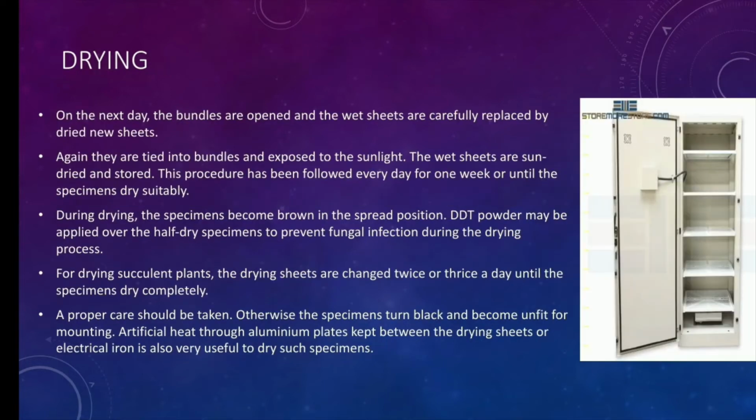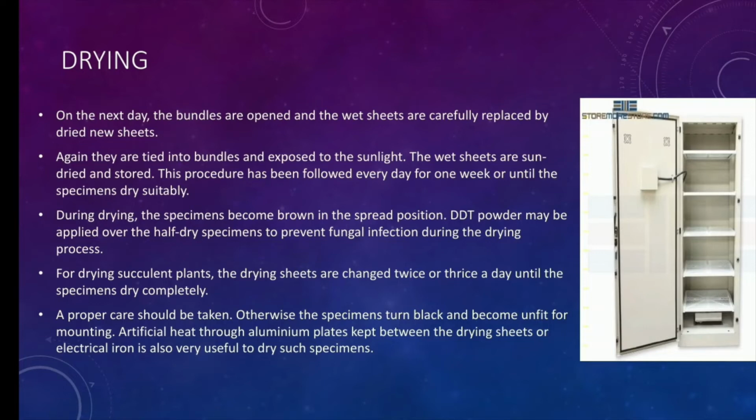The next step is drying. On the next day, the bundles are opened and wet sheets are carefully replaced by new dry sheets. Again, they are tied into bundles and exposed to the sunlight. During drying, the specimens may be attacked by fungal infection. To prevent that, DDT powder may be applied. For drying succulent plants, the drying sheets are changed twice or thrice a day until the specimens dry completely.